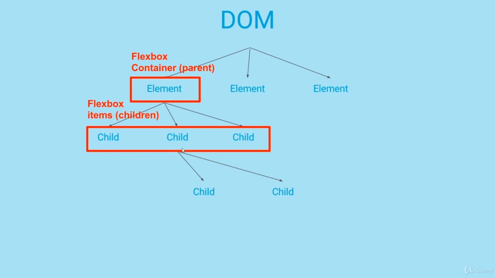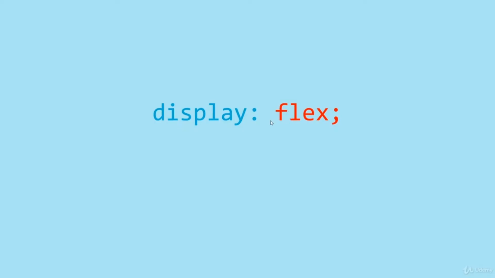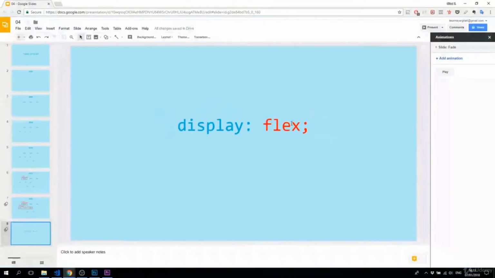So these children, you can call them the grandchildren, will not be affected, only the direct children will be affected. And if we can be more practical, this is the only thing you need to do in order to play around with flex, all right? Say this property, display flex. So let's go and code something, all right?